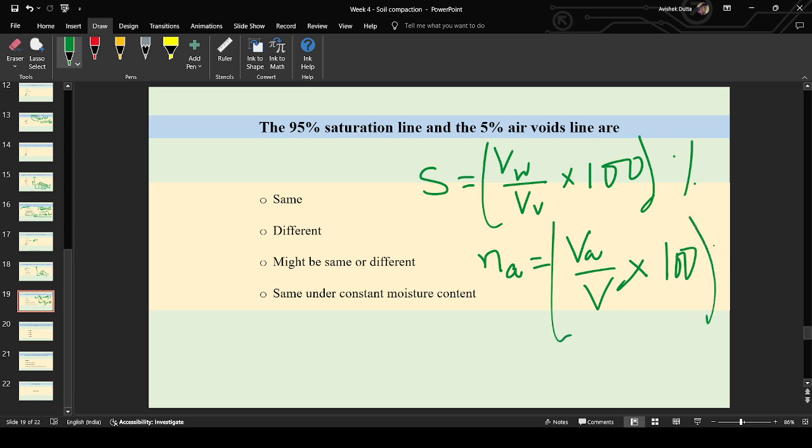So these two variables, they're not complementing each other, are they? They're not. We have used VV over here, that is the volume of the voids. Over here we have used the total volume of the soil mass. Now had I said air content, AC, which is volume of air by the volume of voids, this fraction and this fraction give us 1 upon addition. So 95% saturation line would mean the 5% air content line, but not the 5% air voids line. So these two are different.